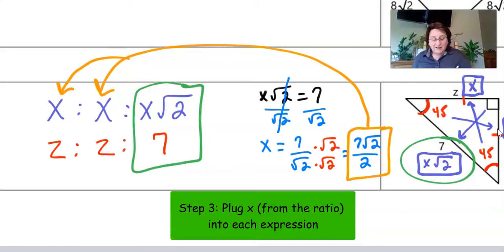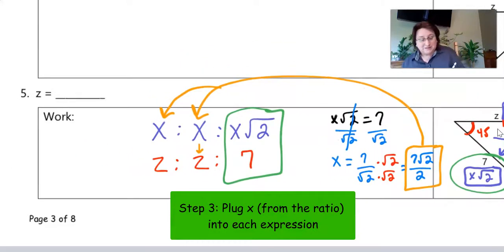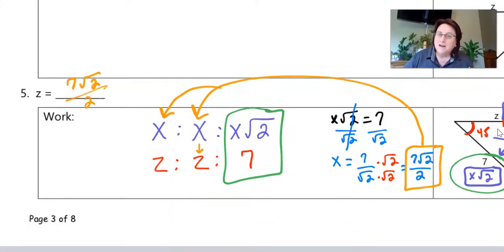So if x equals 7 square root 2 over 2 and x equals z, oh, well then that means that z also equals 7 square root 2 over 2. I know, lots to do, isn't there?